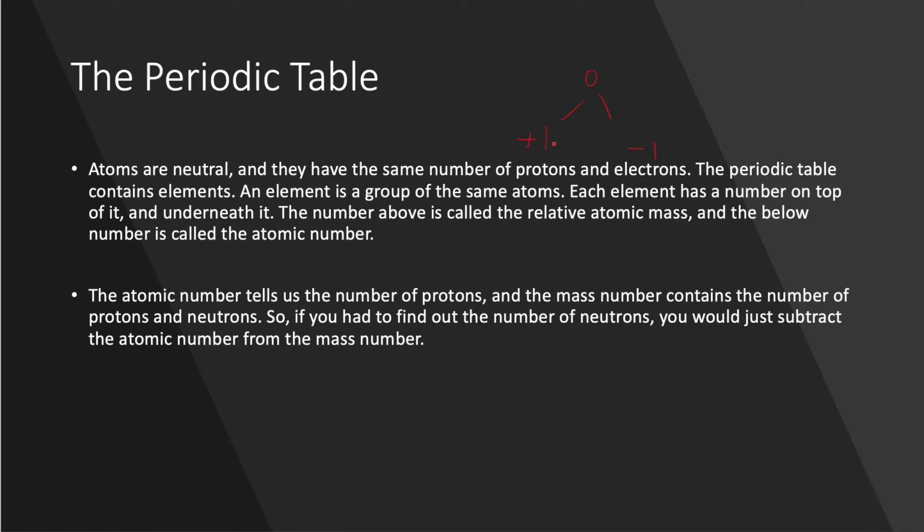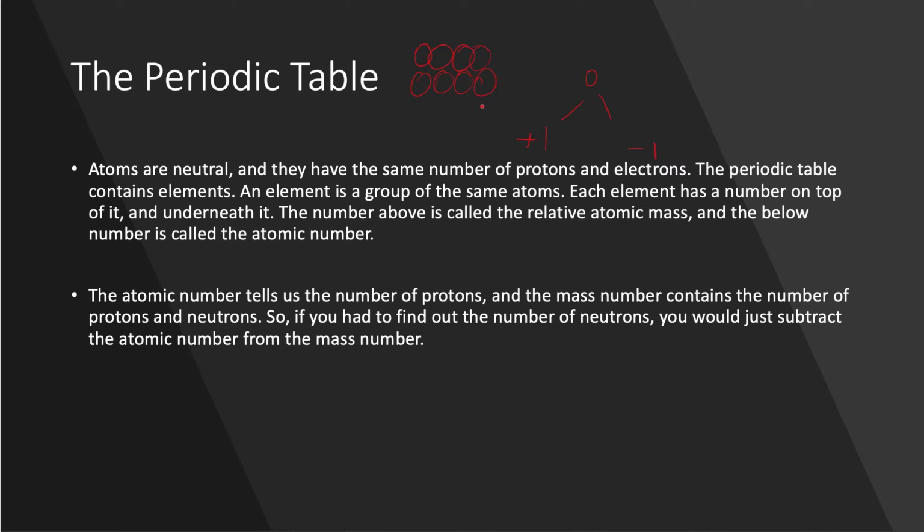The periodic table contains elements, and there are around 100 elements in the periodic table. An element is a group of the same atoms. So if I drew an atom over here, an element would be a group of those same atoms. So this would be an element. Each element has a number at the top of it and underneath it. So we're going to have a look at that later in this video on the periodic table.